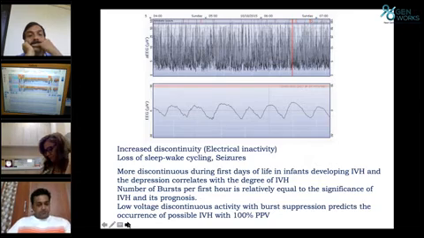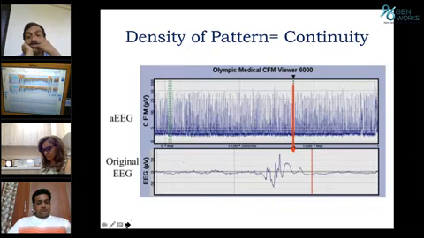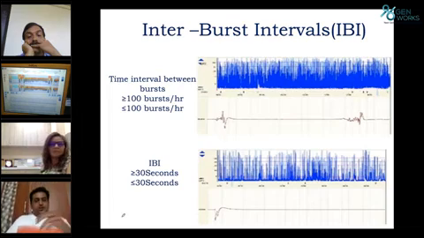Next slide please, Prashant. Yeah, here you can see the density of the pattern, or the continuity, is comparatively less even in the burst suppression pattern. Next slide please. Prashant, this is what I wanted to highlight.